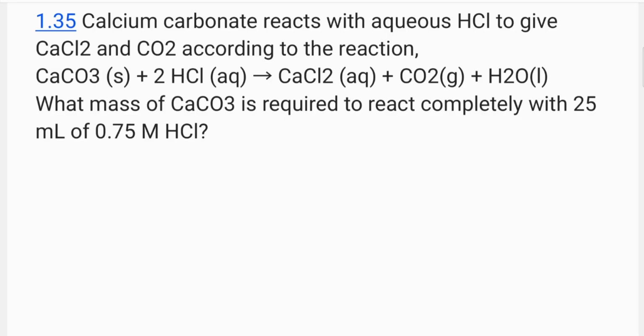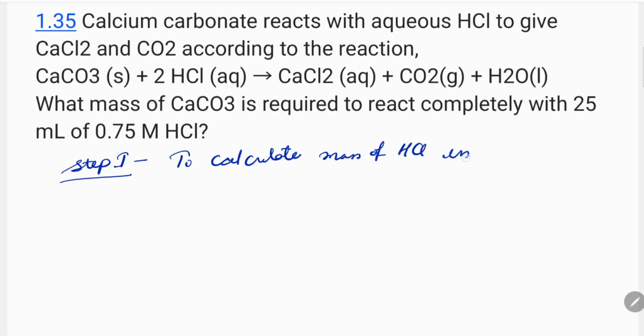So now this is a different question, and a lot of questions we have seen come out like this. Okay, so let's see how we are going to calculate it. We have to calculate it in 2 steps. So step number 1, we have to calculate the mass of HCl in 25 milliliter of 0.75 molar HCl. Okay, we have to calculate how much mass of the HCl has been used over here.